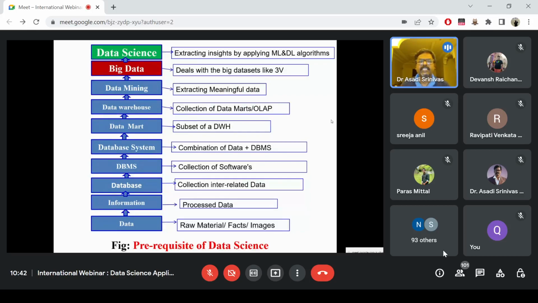Data science is the process of examining and extracting insights by applying various statistical, AI, machine learning, and deep learning algorithms in order to extract interesting analytics from a huge volume of data. That is called data science. And this is the prerequisites chart.